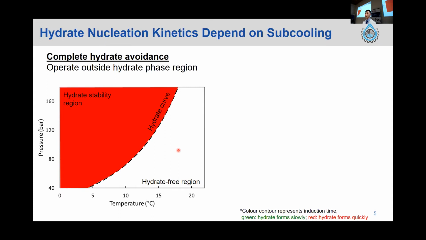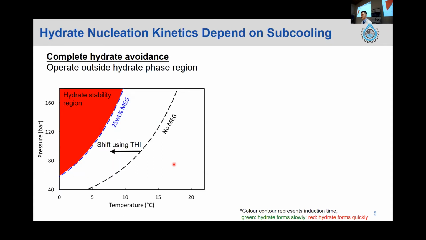But unfortunately, if you have a system that penetrates through your hydrate stability region, what you would do traditionally is to add THI, such as MEG or methanol. Here, if you add 25% weight of methanol, it can shift the hydrate phase equilibrium region quite significantly.